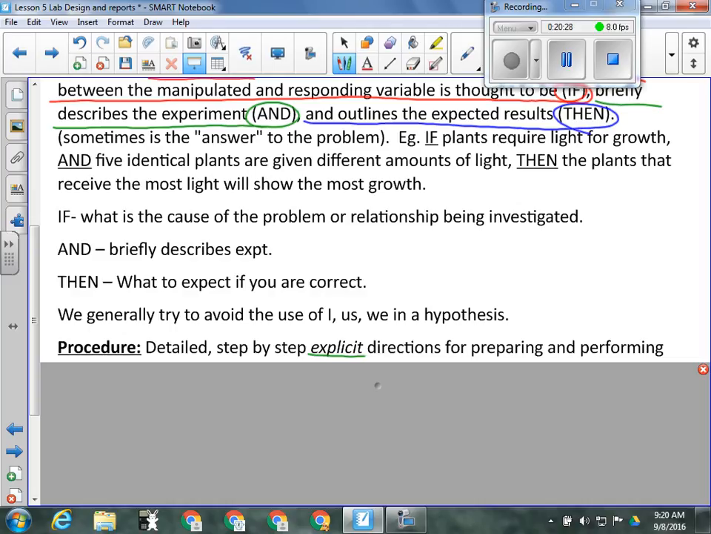So for a procedure, what we mean by explicit is write it so that an incredibly unskilled person could follow your instructions correctly and do the lab right. Assume that a grade 2 kid is trying to do your lab. They need to be able to follow the instructions. If you don't outline every single little thing, assume that they will not do it.